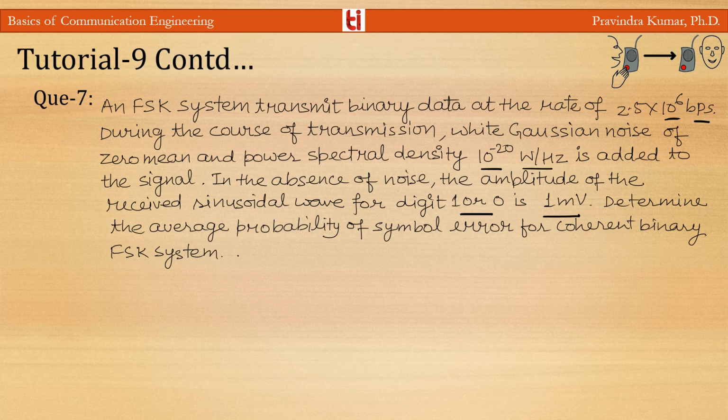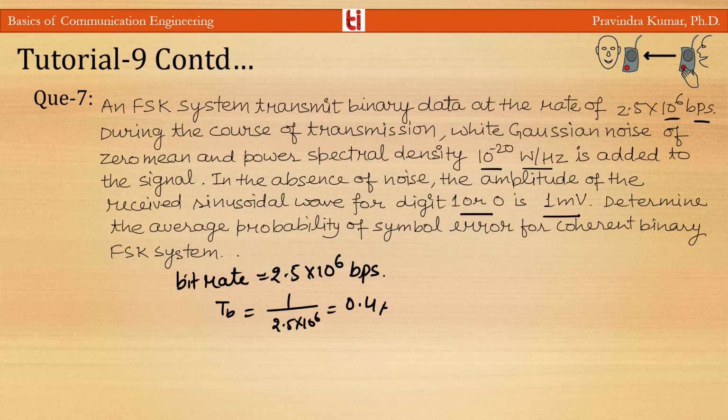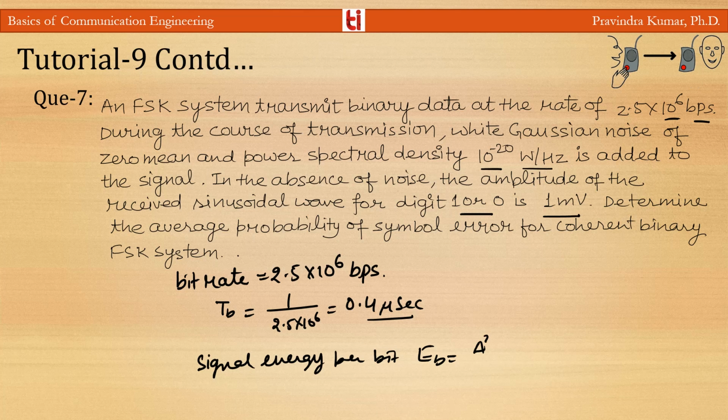So here the bit rate is given, it is 2.5 times 10 to the power 6 bits per second, and the bit duration TB is 1 by 2.5 times 10 to the power 6, it will be 0.4 microsecond. And the signal energy per bit, EB, will be A square TB by 2. So from here it will be 1 by 2 times 10 to the power minus 3 whole square into 0.4 times 10 to the power minus 6. So EB will be 2 times 10 to the power minus 19 joule.